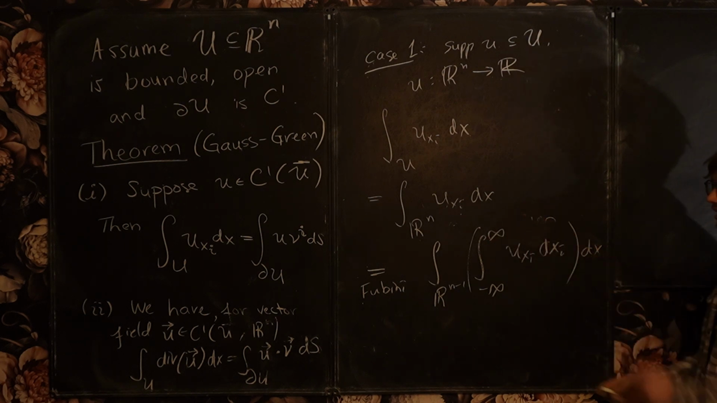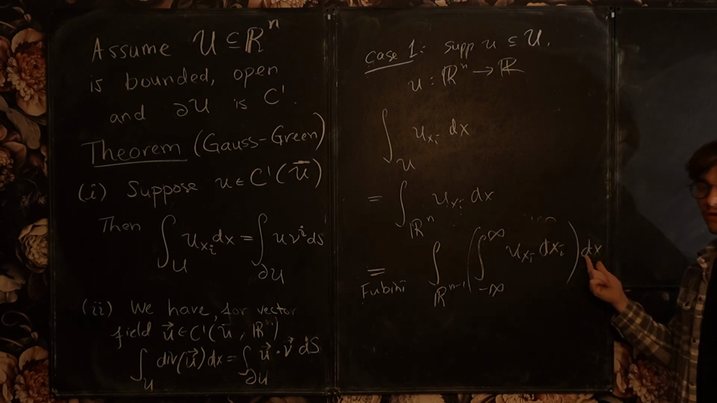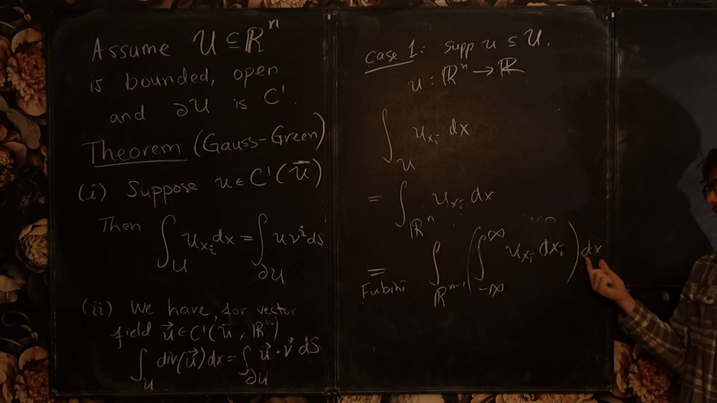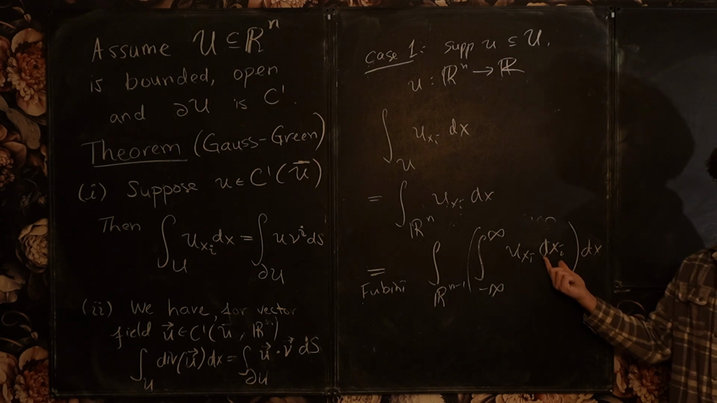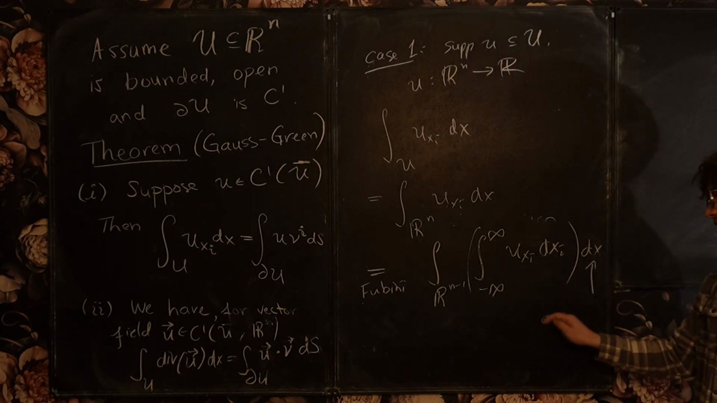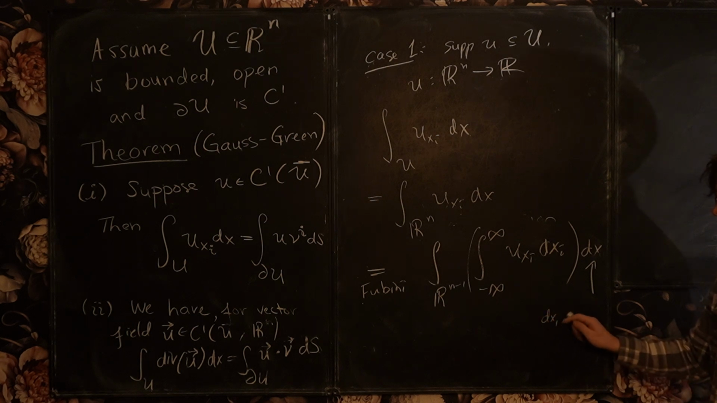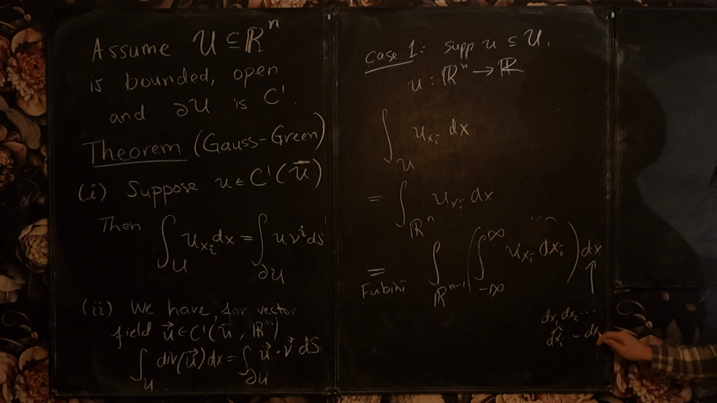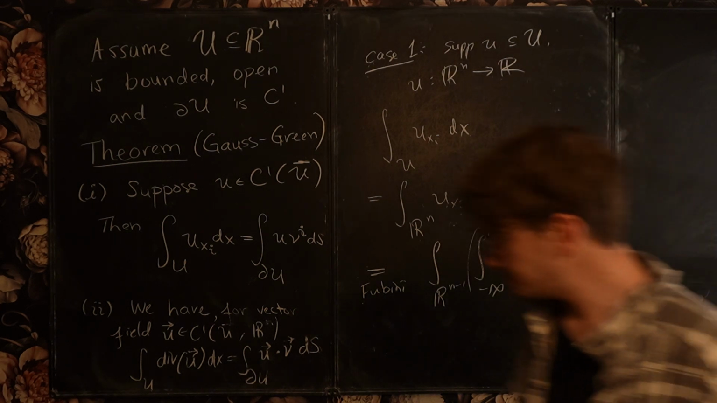When I write dx here, it's a different dx than this dx. This is now the Euclidean volume measure on R^(n-1). So I've basically taken out one of the dx_i's, where this is just dx_1, dx_2, with dx_i removed, and then dx_n, okay? All right, so we have this expression here.